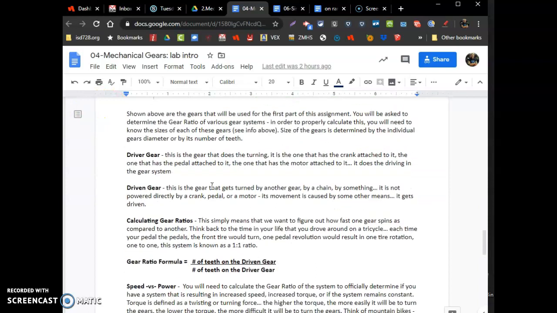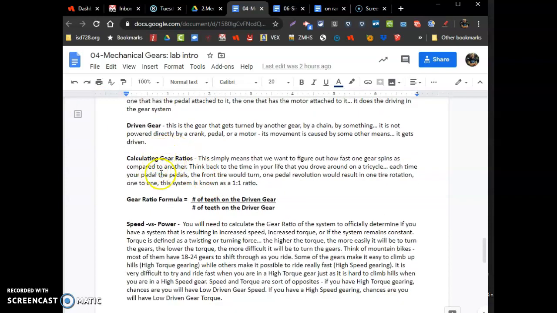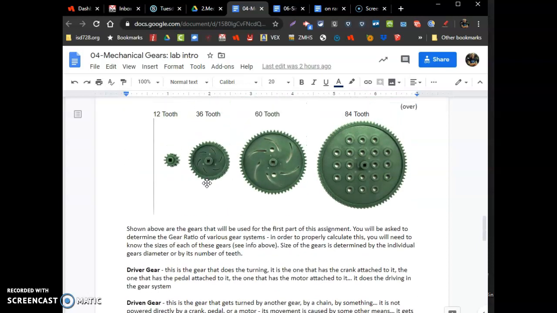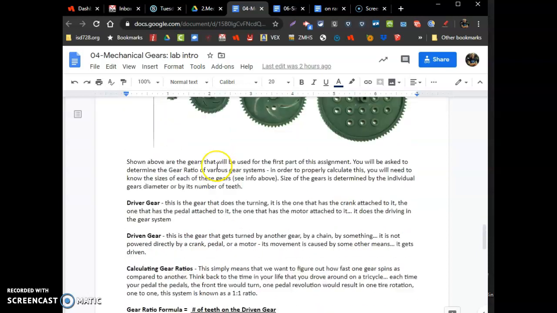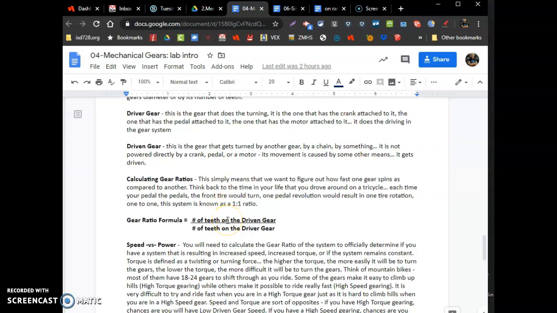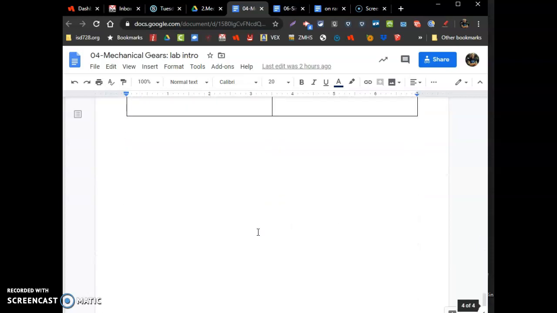So there's driver and driven. With gear ratios, we're calculating the number of spins one gear makes compared to the other, how many of one to how many of the other. So it's a ratio of number of spins to number of spins. The formula is the number of teeth on the driven gear compared to the number of teeth on the driver gear. So it's driven over driver. Don't divide, just reduce.